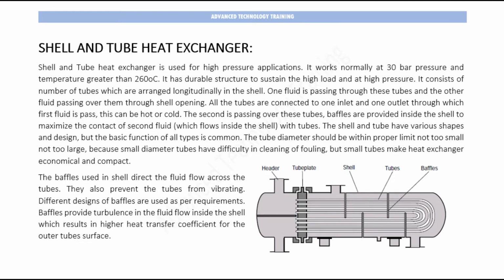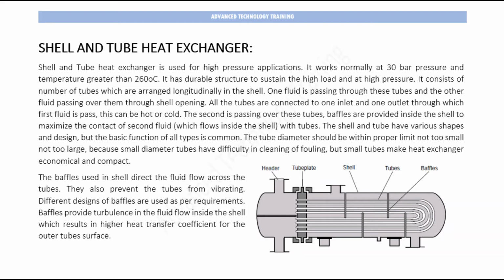Shell and tube heat exchanger. The shell and tube heat exchanger is used for high-pressure applications. It works normally at 30 bar pressure and temperature greater than 260 °C. It has a durable structure to sustain the high load at high pressure. It consists of a number of tubes which are arranged longitudinally in the shell. One fluid passes through these tubes and the other fluid passes over them through the shell opening.